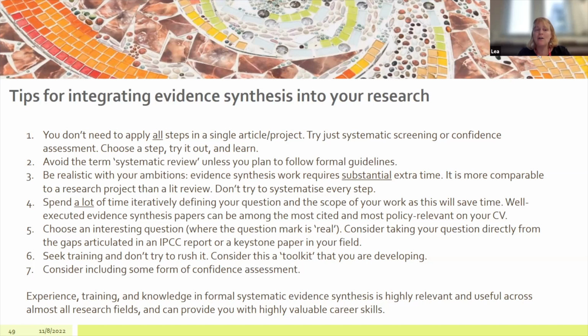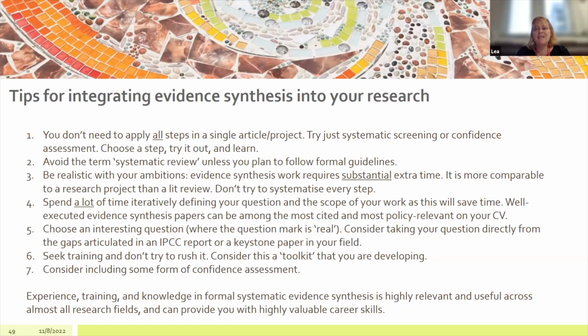Spend a lot of time during the planning stages because it'll pay off in the long run. But the papers that do come out of this type of work can be highly, highly cited if it's well done and on really big, exciting questions. And the core thing is not only the planning, but choosing a really interesting question. So spend some time on that. Take your question from a big burning question in the field, whether it be from the IPCC report or other peatland documents, and build an evidence synthesis around that.